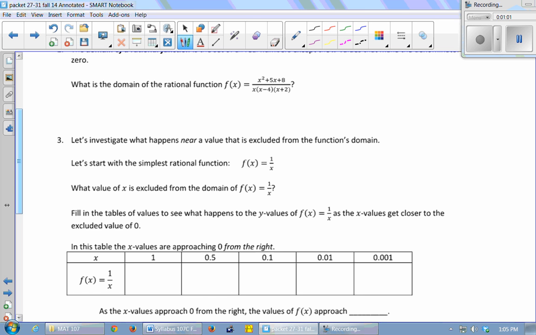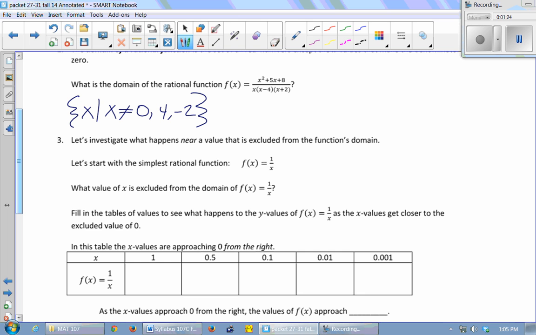So you could write it in set builder notation. You could say the set of all x's such that x cannot be 0, 4, or -2. To me, that's a nicer way to write it. It's concise, but my math lab is going to ask you to put it in interval notation.